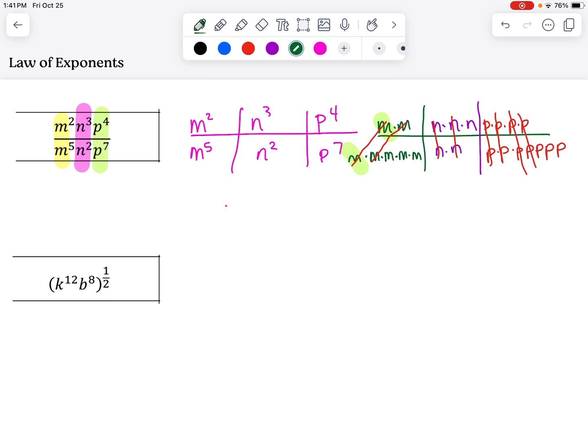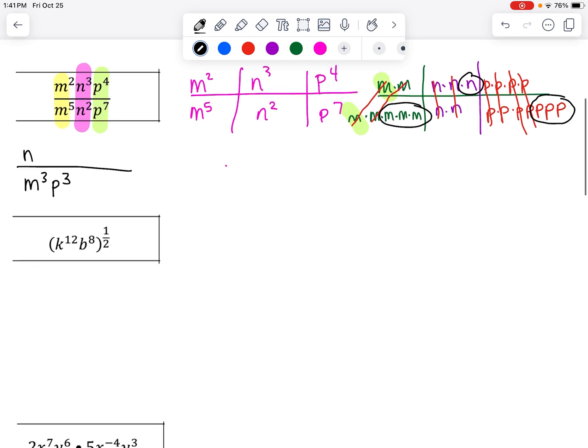So from there, I'm able to write my answer because I have m times m times m in the denominator, which would be m cubed. I have 1n in the numerator, which would just be n. And I have p times p times p in the denominator, which would be p cubed. So it just helps students connect their work and organize their work. So hopefully there they would see that if we are dividing exponents with the same base, we could subtract their exponents.